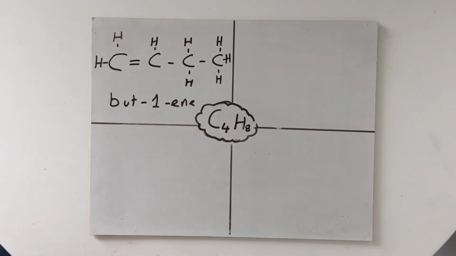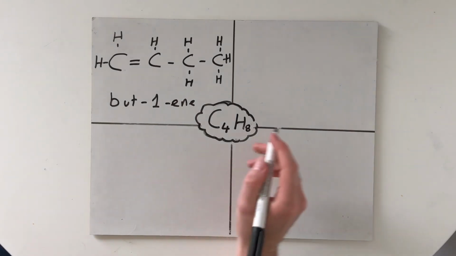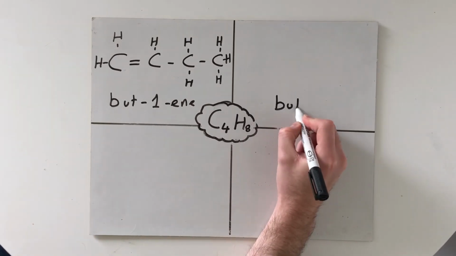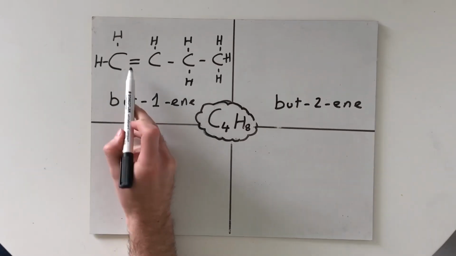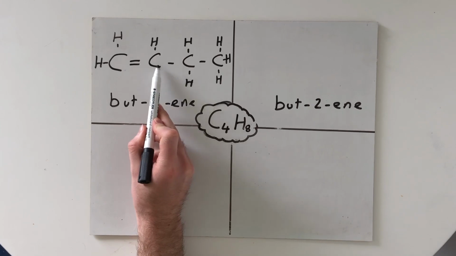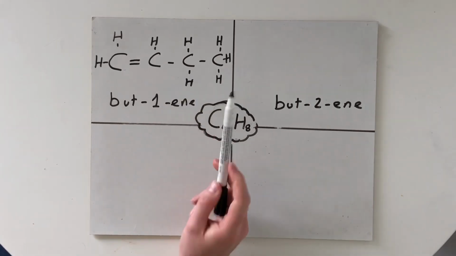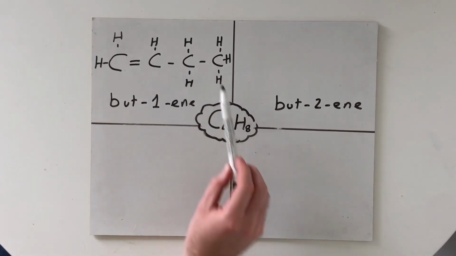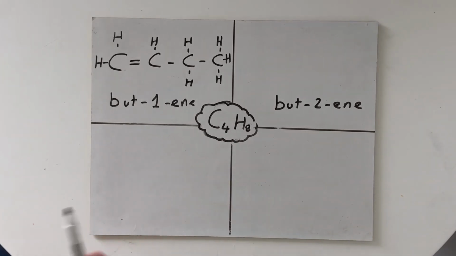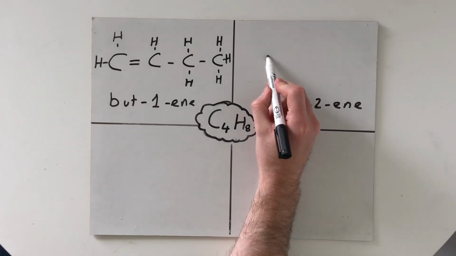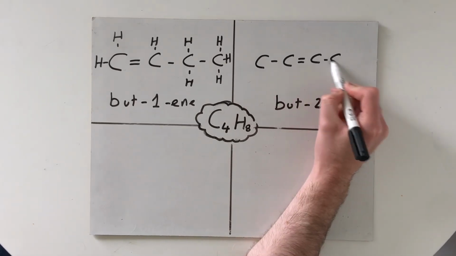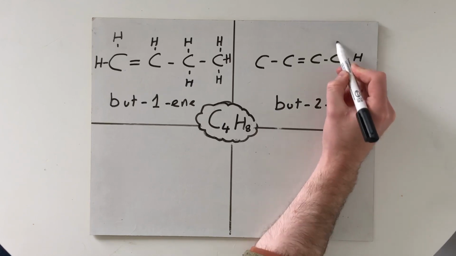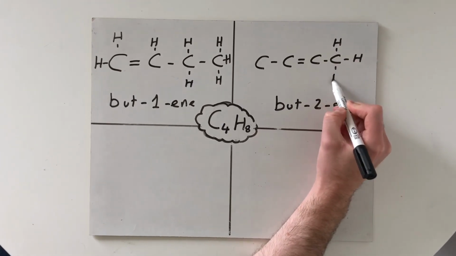That may give you an idea of what the next molecule is going to be. That's going to be but-2-ene, because if you move this double bond between the second and the third carbon, that is a different structure but the same molecular formula, which is the definition of isomers. So let's just draw that in. Same as what we have on the left hand side, just a different position for the double bond. And that will then move around the hydrogens a little bit as well, so we need to be careful here.